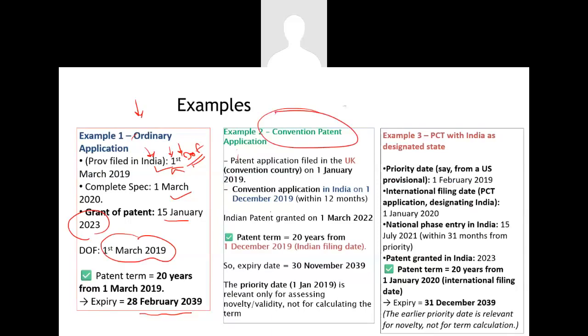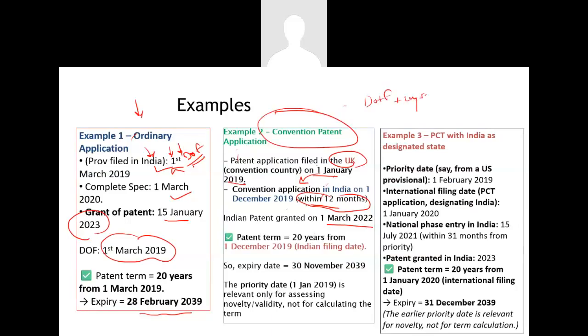Now, let us look at the example of convention application. How is expiry calculated? Let's imagine that in UK on 1st Jan 2019, a provisional patent application was filed, of which the priority was taken and convention application was filed in India on 1st December 2019, that is before the expiry of 12 months. Convention application was filed in India and patent was granted on 1st March 2022. Now what will be the term of patent?